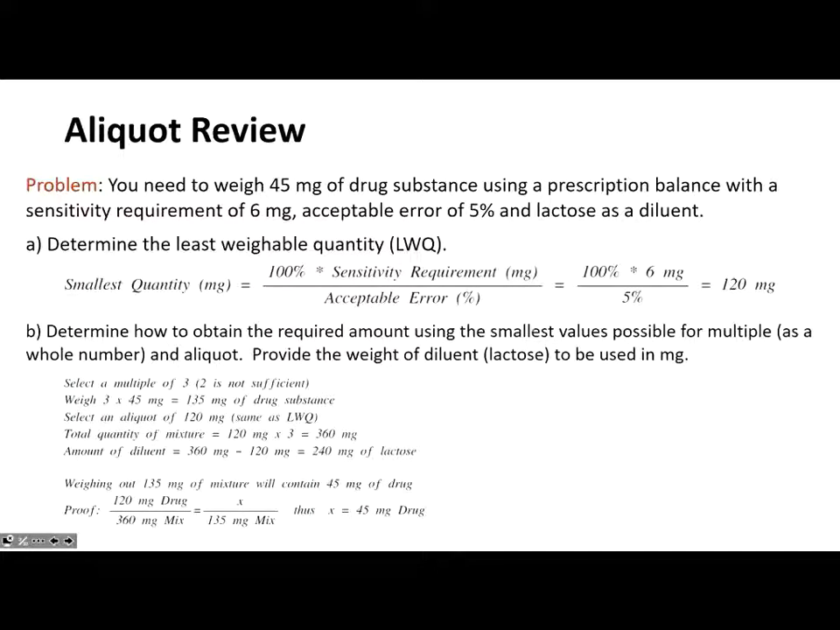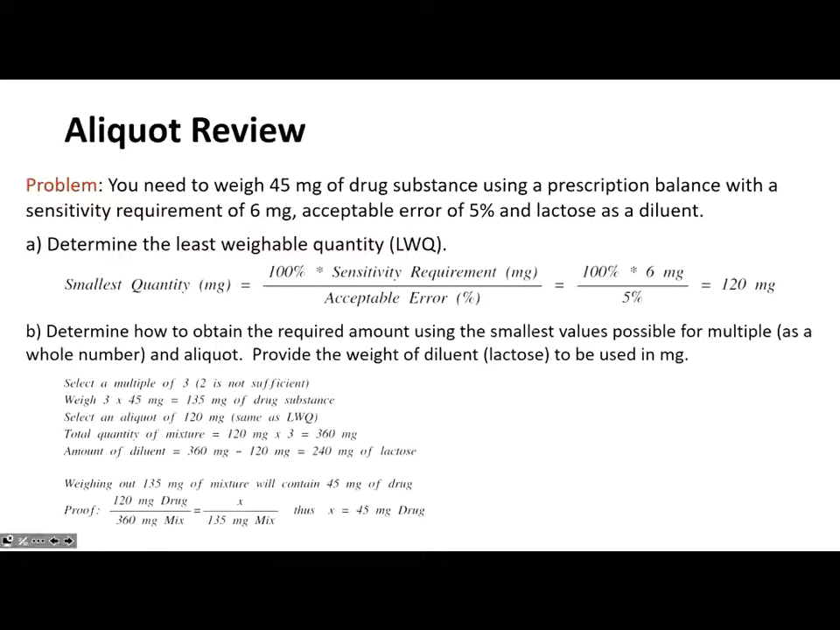So what is the least amount I can weigh? What did we say? 120. So take the least amount you can weigh and multiply it times that multiple. What did we say the multiple was? 3. So what is 120 times 3? That's 360. That's the mixture I have to make, it has to have a total weight of 360 milligrams. Of that weight, how much will be drug? What did I say? The least I could weigh of drug would be 120.